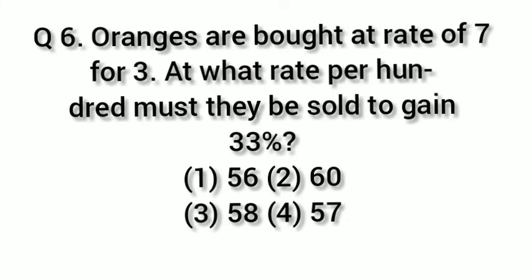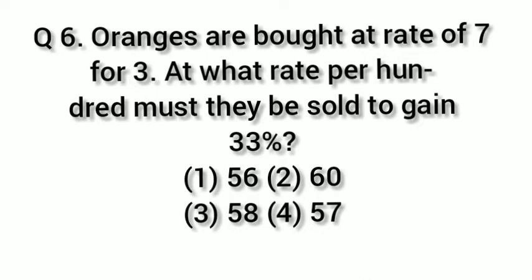And now the sixth question is, oranges are bought at a rate of 7 for rupees 3. At what rate per 100 must they be sold to gain 33%? So here it is told that oranges are bought for 3 rupees and he got 7 oranges, and now we have to find out at what rate per 100 must they be sold to gain 33%. So that person should get 33 percent gain. Now we have to find out at what rate he has to sell so that he gets 33%.